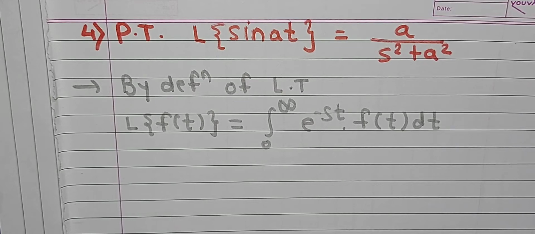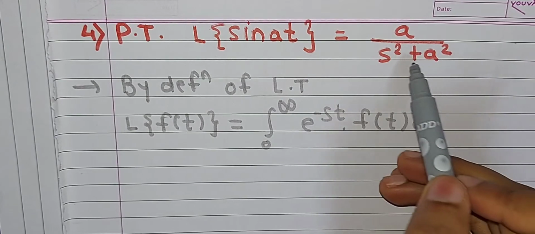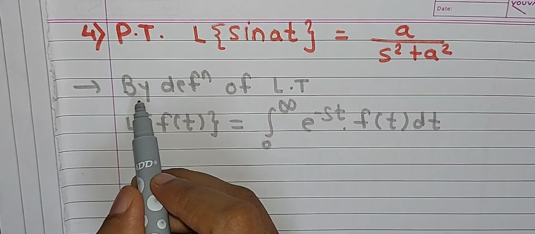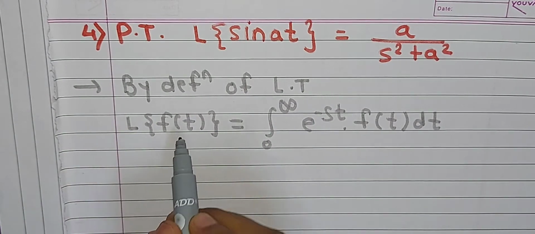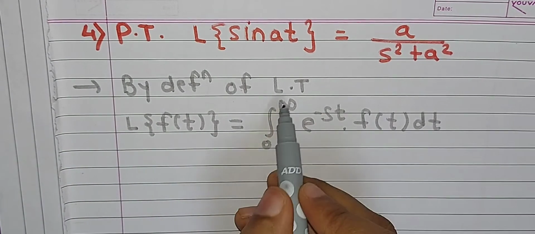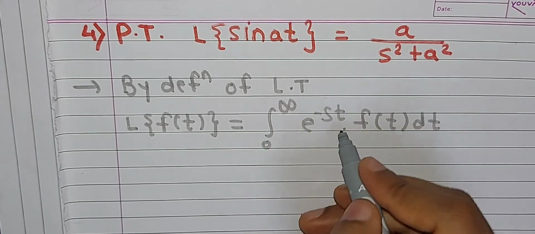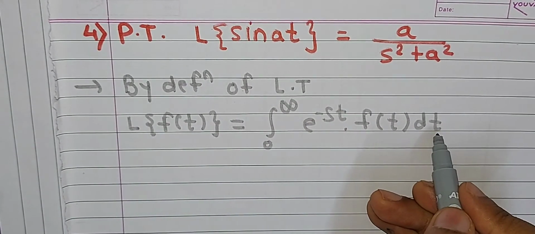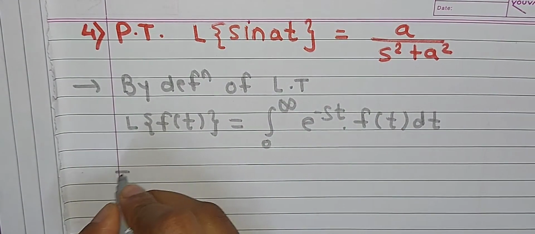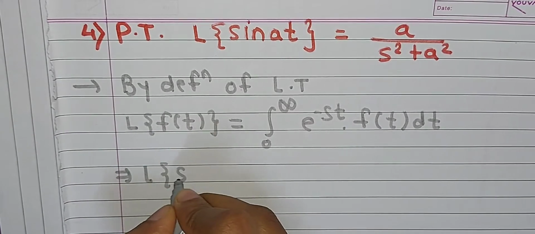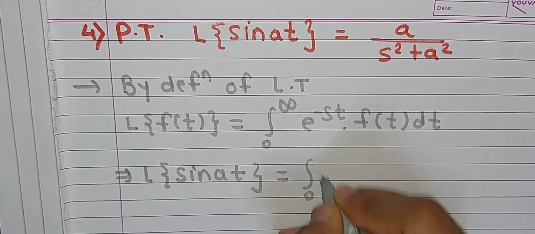Now to prove the next property, that is Laplace of sin at is equal to a upon s square plus a square. With the help of the definition of Laplace transformation, that definition is Laplace of f of t is equal to the integration from 0 to infinity of e raised to minus st, this is a fixed function, into f of t into dt. Here f of t is equal to how much? Sin at.